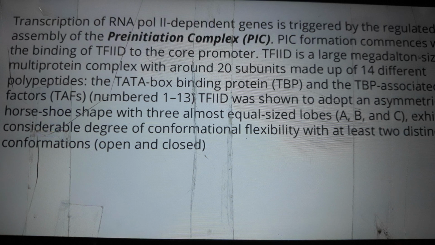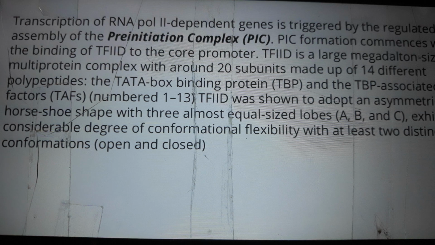Transcription of RNA pol II dependent genes is triggered by the regulated assembly of the pre-initiation complex. PIC formation commences with the binding of TF2D to the core promoter. TF2D is a large megadalton-sized polyprotein complex with around 20 subunits, made up of 14 different polypeptides: the TATA-box binding protein, TBP, and the TBP-associated factors, TAFs, numbered 1 to 13.